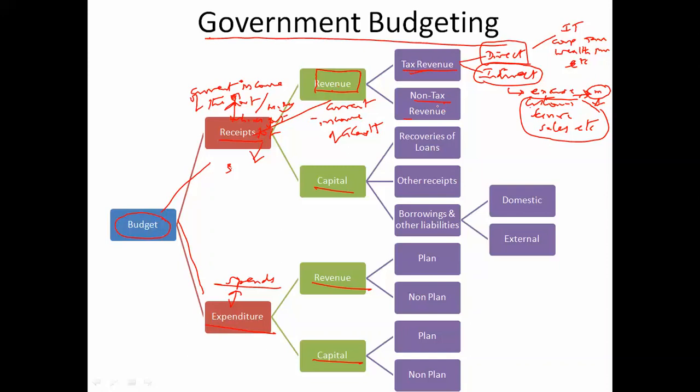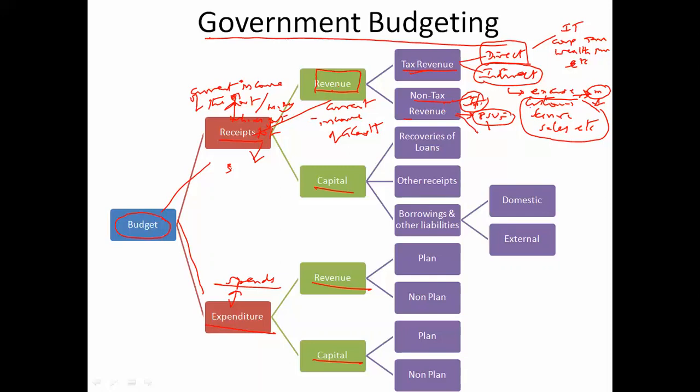Coming to non-tax revenue, we have three types. One, interest. Suppose government would have given loans to some industries or to some state governments or local bodies. So government will earn interest on those loans. That is one of the types of revenue. Second, government has many public sector undertakings where it is a major shareholder or only shareholder. So there the PSUs will earn dividends and profits. That is also a revenue for the government.